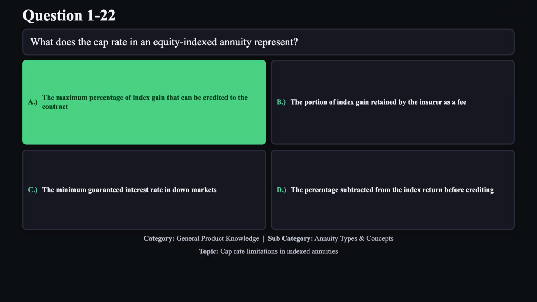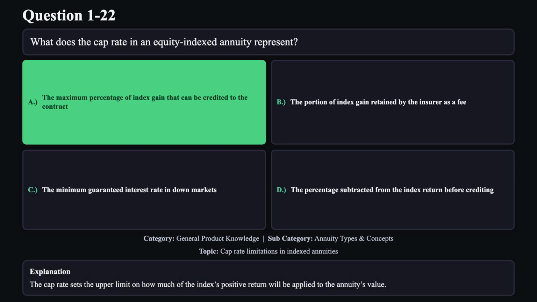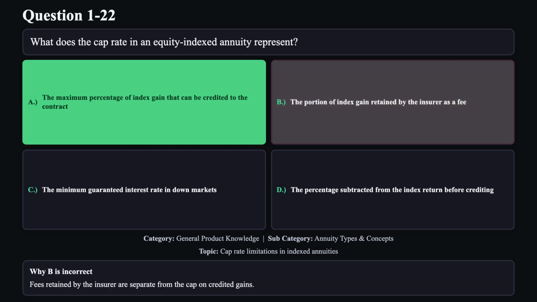The correct answer is A. The cap rate sets the upper limit on how much of the index's positive return will be applied to the annuity's value. Reason B is not correct. Fees retained by the insurer are separate from the cap on credited gains.